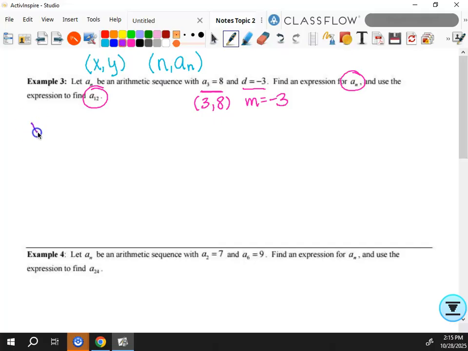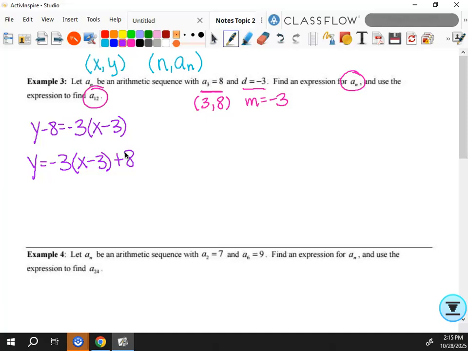So I'm going to write my equation. Y minus 8 equals negative 3 times x minus 3. Then I'm going to move the 8 over. Y equals negative 3 times x minus 3 plus 8. Okay, everybody good so far? No, we're not plugging in anything because I don't have a sub n, and I need a sub n.